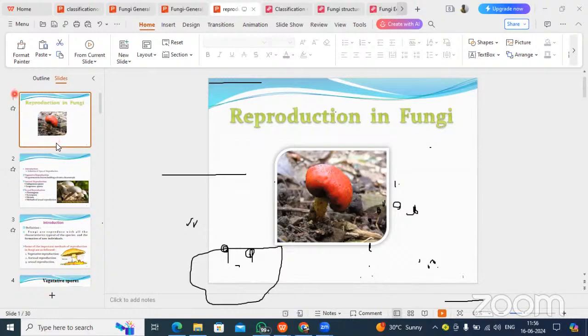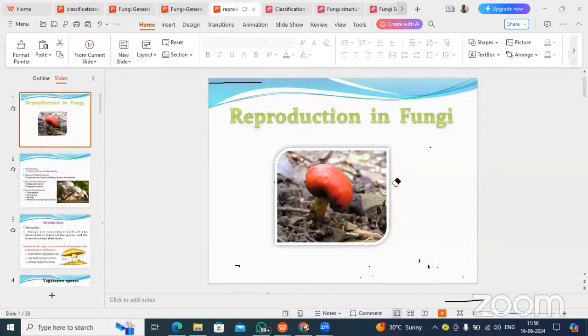Next is reproduction. Usually three types of reproduction are there: vegetative reproduction, asexual reproduction, and sexual reproduction. The perfect stage is sexual reproduction. If it is between two opposite strains, that is sexual reproduction. If the reproduction happens within the same thallus, the same plant, that is of two types, either asexual or vegetative.